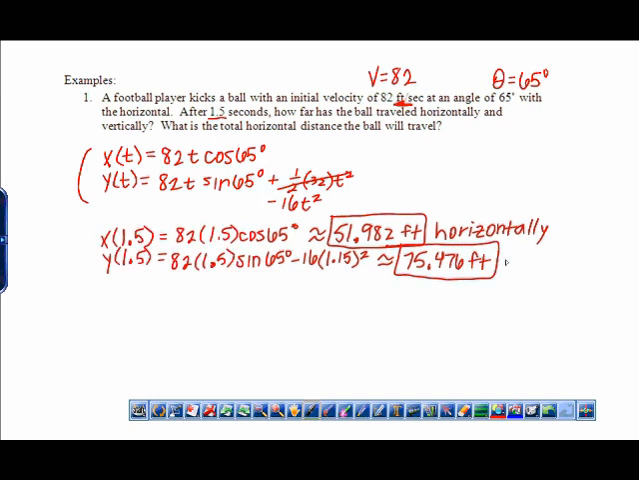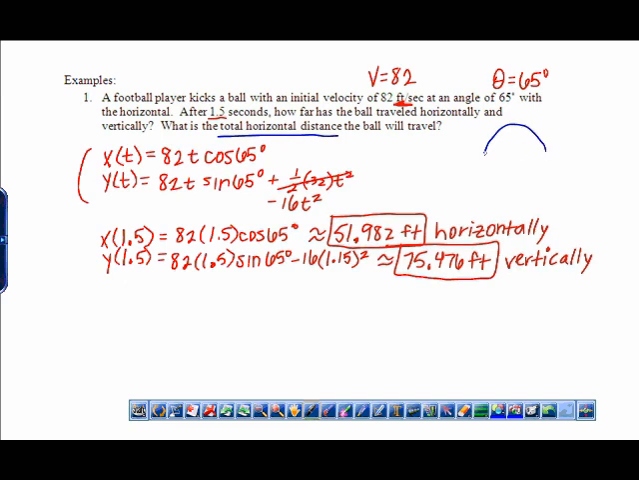And I'm going to put "vertically" after that, just to be really specific with my answer. Now the next question they're asking us is, what is the total horizontal distance the ball will travel? When they're saying total horizontal distance, let's think about what this means. A football player is going to kick a ball, it's going to go up in the air, and it's going to come back down.